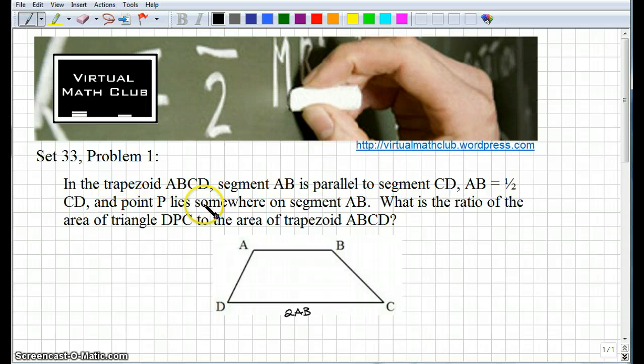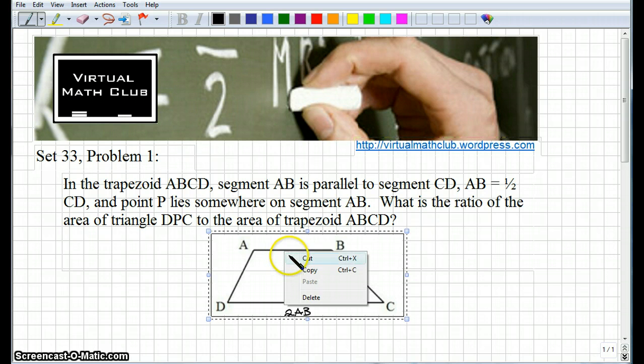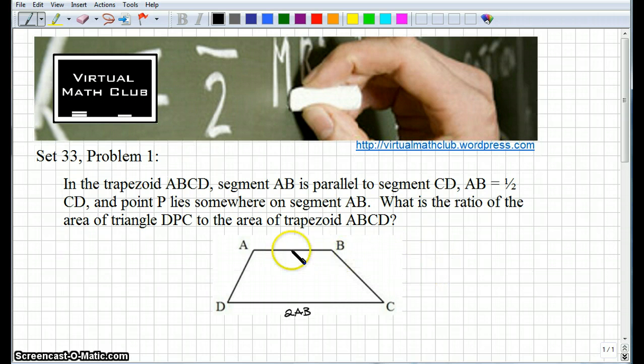And then it says a point P lies somewhere on segment AB. So I'll just put a dot here, and we'll call it P. And it doesn't really matter where it's at. It doesn't tell you where it's at either. And it asks you what is the ratio of the area of the triangle DPC to the area of the trapezoid ABCD. Alright, so let's draw this triangle in here.